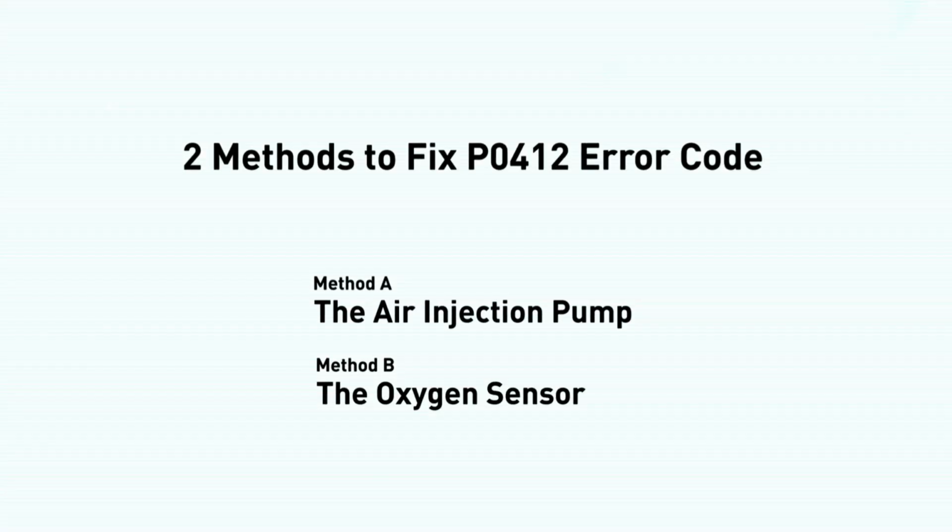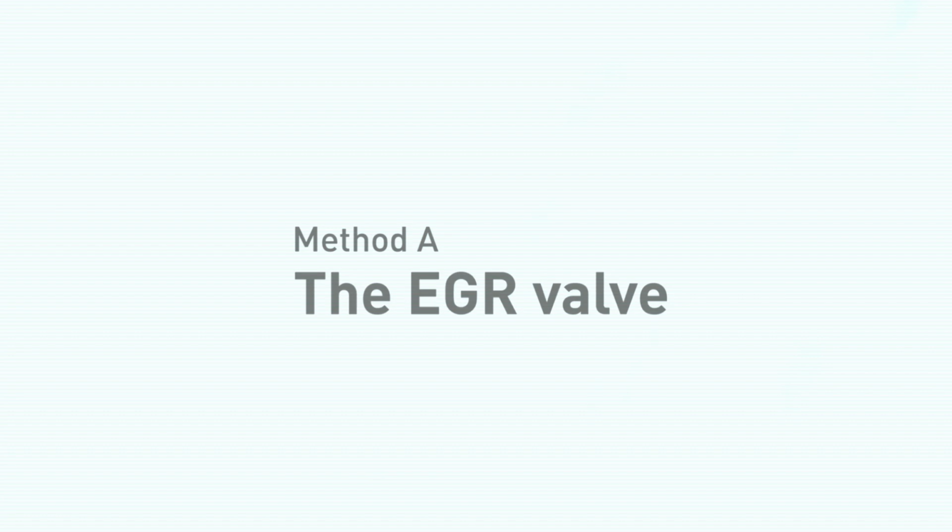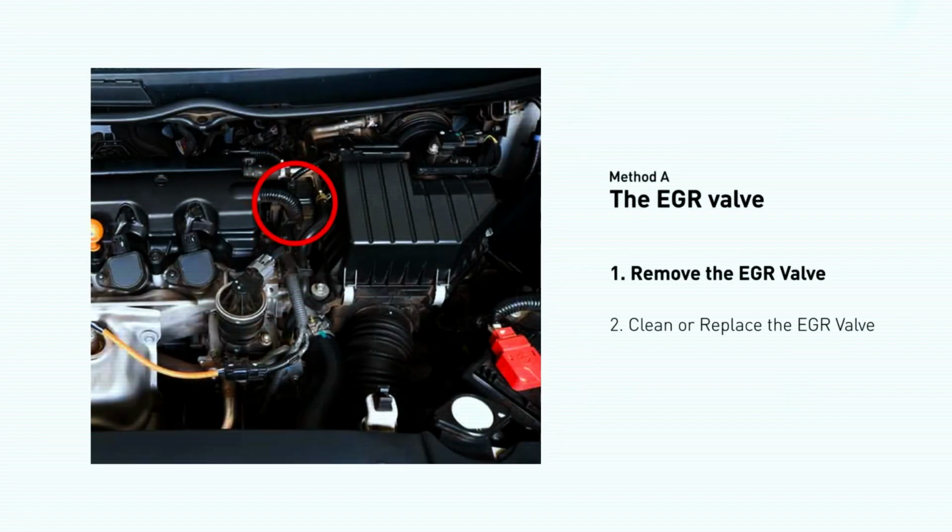Here are two simple DIY methods you can try to solve this problem. Method A, the EGR valve. Looking at the engine from the front, the EGR valve is located towards the rear of the engine just to the right side of the center.